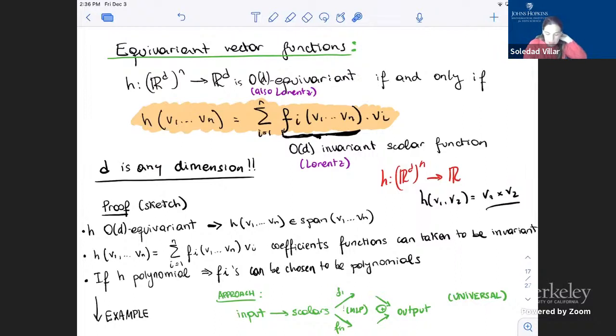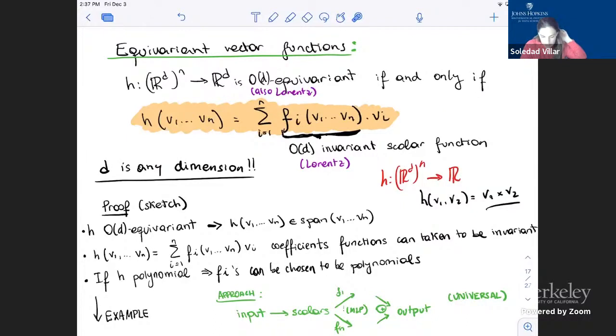And once you have that, then you know that your function h can be written as a linear combination of your input vectors with some functions. But the functions are defined set-theoretically, so you would need to use the axiom of choice to construct them, or there would be annoying functions. But actually you can prove that if h is a polynomial, then these functions can be chosen to be polynomials as well. They may not be unique, because you may have more vectors than the dimension of the space, but if h is a polynomial you can choose these to be polynomials, and polynomials are universal, so that makes it nice.